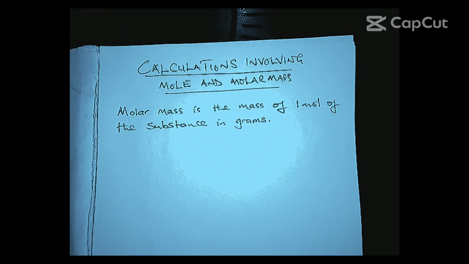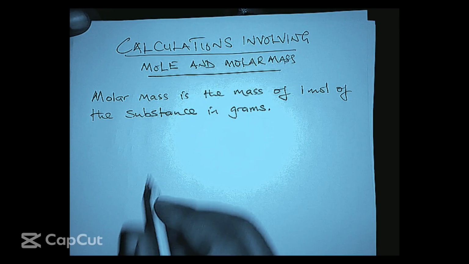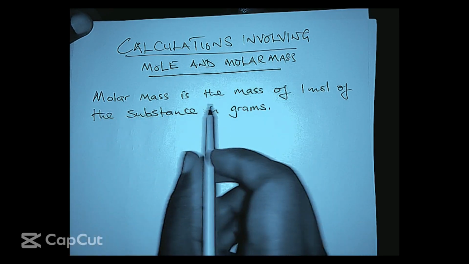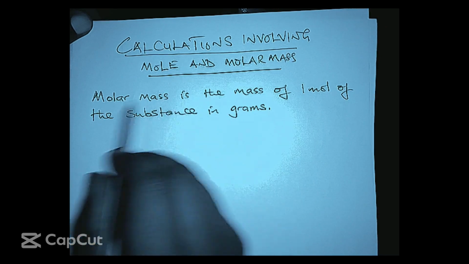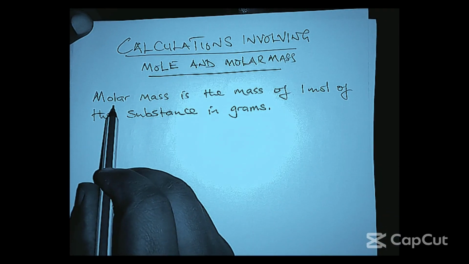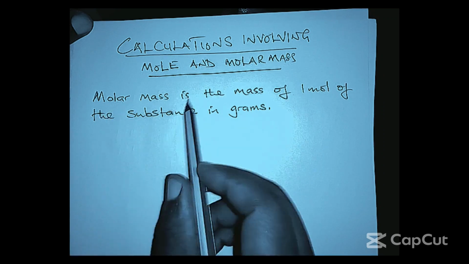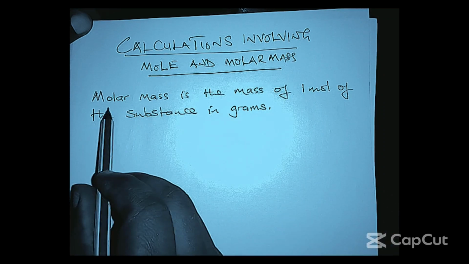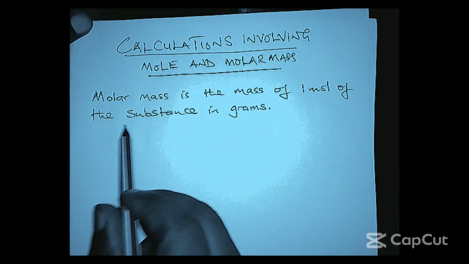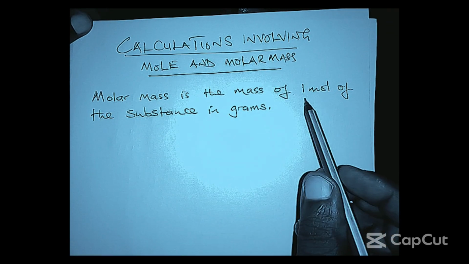Let me lower a bit here. It seems it's not clear. I hope you can see clearly now. So this is what the mole is. Molar mass is, I mean. So there is a relationship between molar mass and the 1 mole, because we are saying molar mass is the mass of 1 mole of the substance in grams.